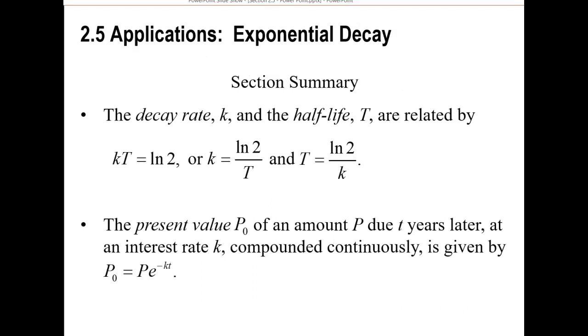All right, so the summary for this section: decay rate and half-life are related by the equation decay rate times half-life equals natural log of 2, which could be solved for either K or T, depending on what you need. The present value, P naught, of an amount P due T years later at an interest rate K compounded continuously is given by this equation: the present value equals the future value times e to the negative kt.